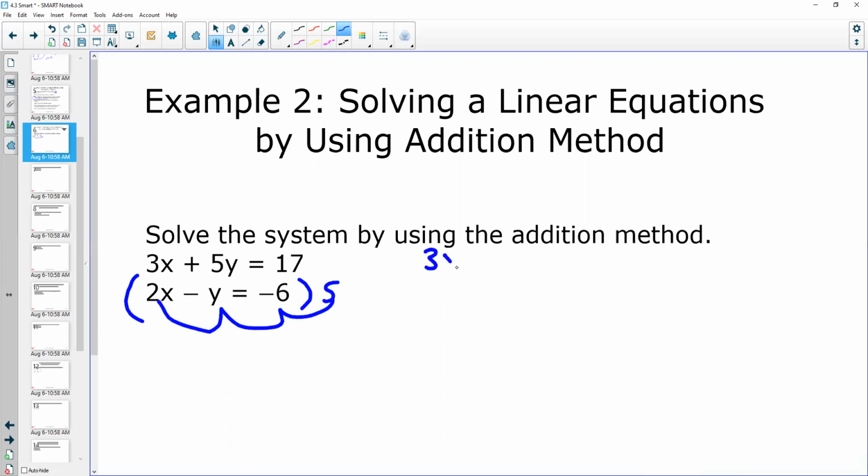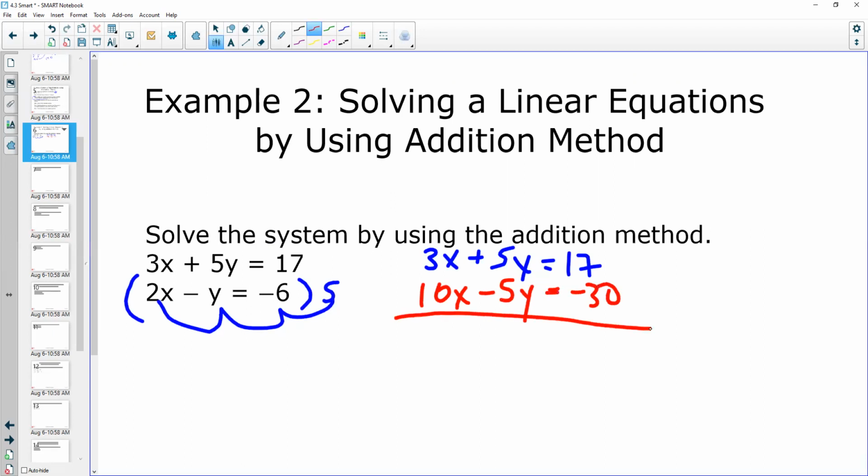So I'm going to leave my initial equation alone: 3x plus 5y equals 17. I'm going to multiply the second one by 5. So I'm going to get 10x minus 5y equals -30. And that's exactly what I wanted to see happen. So now the y's are going to cancel, so now I can add. I get 13x, the y's cancel, equals -13.